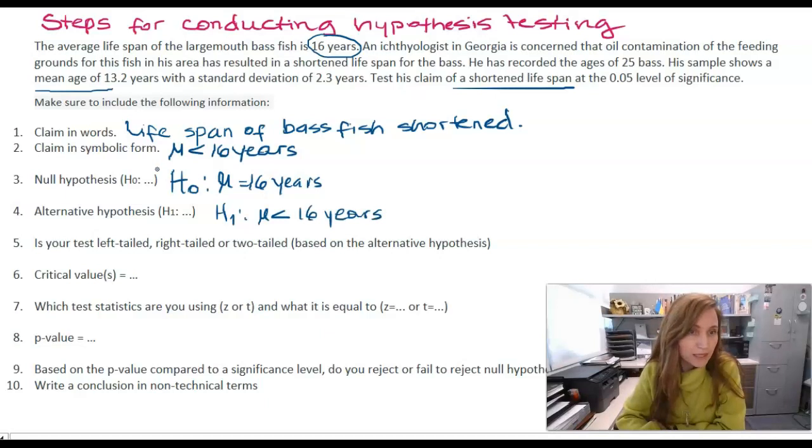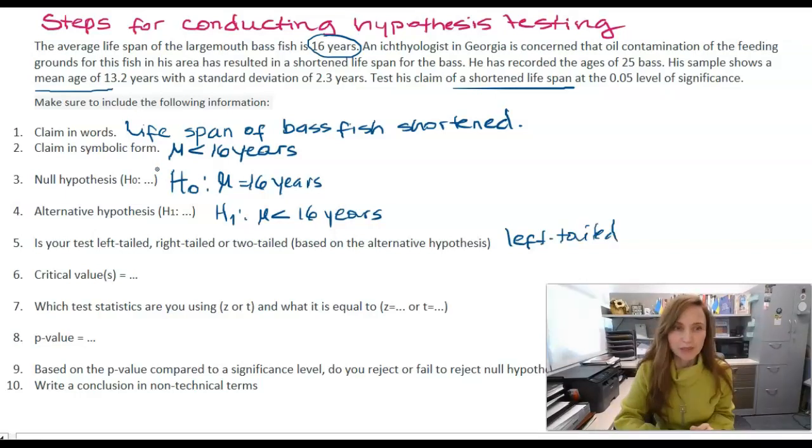Now we're asked whether the test is left-tailed, right-tailed, or two-tailed. It is based on the alternative hypothesis. There's the hint. The alternative hypothesis shows a less-than sign, so the test is left-tailed. Remember where the point is? The point shows to the left, so it's left-tailed.